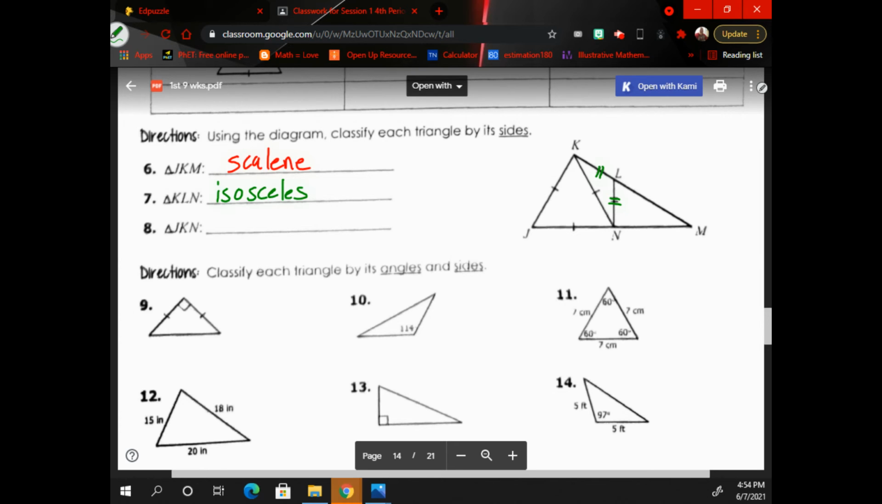Okay. Next, we have triangle JKN. And all three sides bear a congruency mark. One mark, right? So one congruence mark means it's congruent to the other two. They also have one. So it's equilateral.